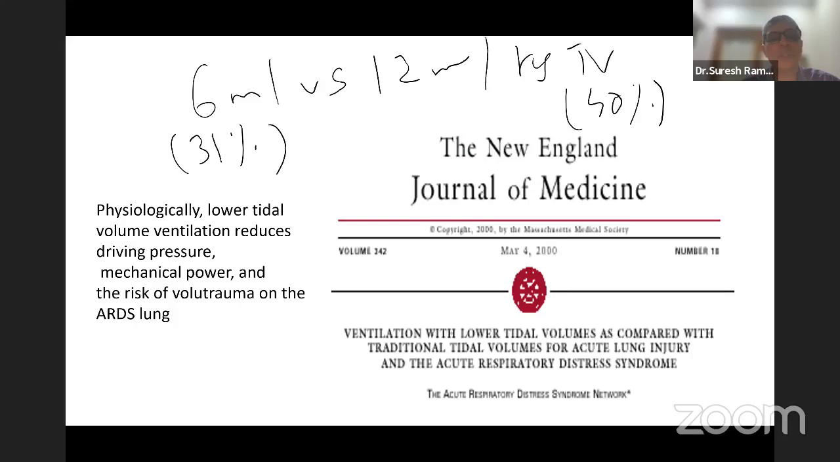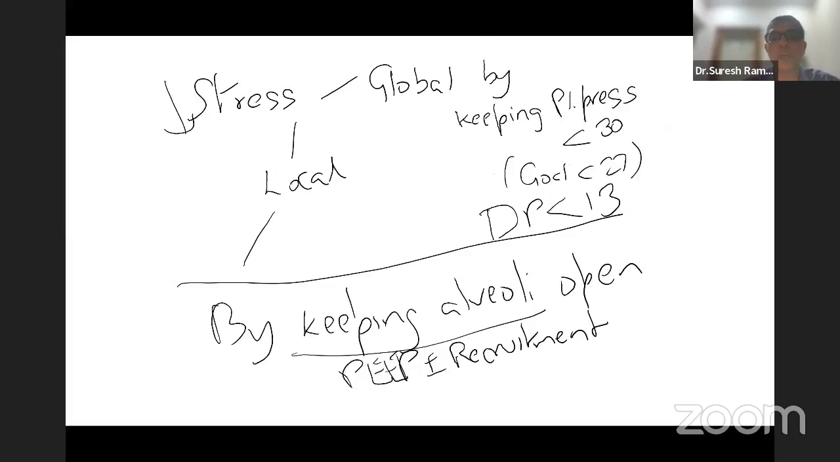And we know that the way to decrease strain is by low tidal volume ventilation, and to decrease stress. Now, stress can be two things: global, which is measured by the plateau pressure. That means you press a pause button, you have no airflow, and you see that the plateau pressure is less than 30, and now you will say that the goal is 27. And this global pressure can also be looked at as driving pressure, which is nothing but plateau minus PEEP, which reflects the compliance of the lung. So driving pressure is only one way of looking at the amount of stress that your ventilation is giving.